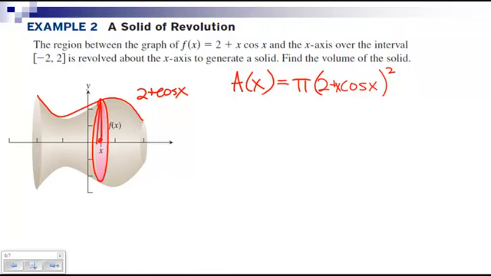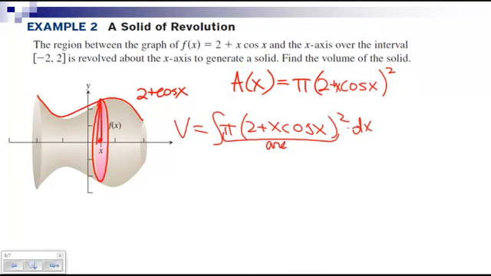How do I change this into a volume? I integrate it. So volume is going to be the integral of pi times 2 plus cosine x, squared, times dx. Because remember, this is an expression of area, and when I multiply it by dx, I get an expression of volume. And that, of course, is going to add up all those little bits of volume.